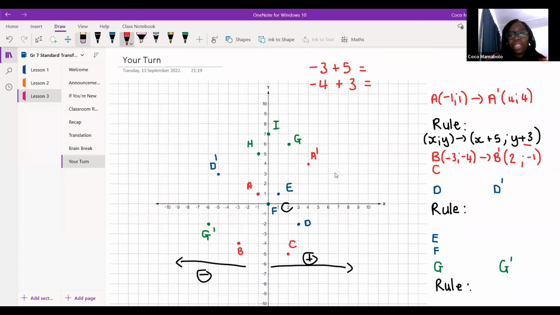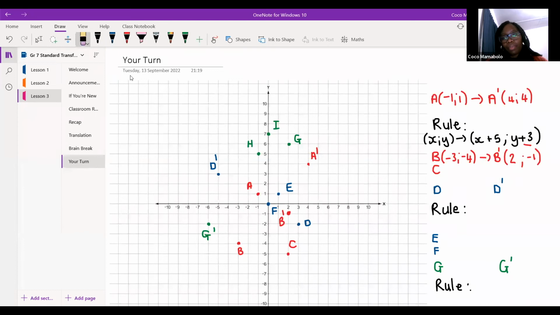That means my B prime is sitting at the point 2 and minus 1. Here it is. Let me remove this. B prime is sitting over here. I know, Kuhle Konke, it's a bit confusing. We're going to do it again.